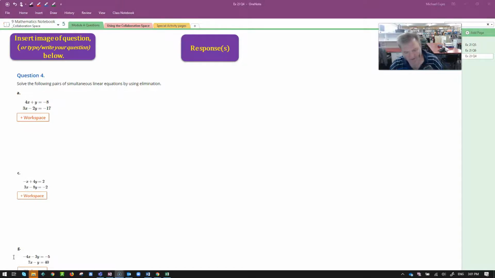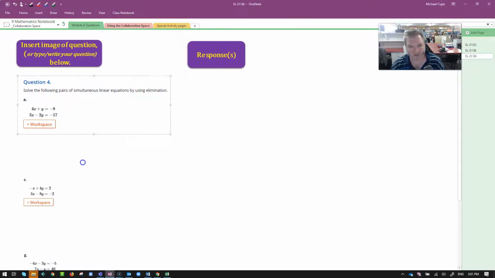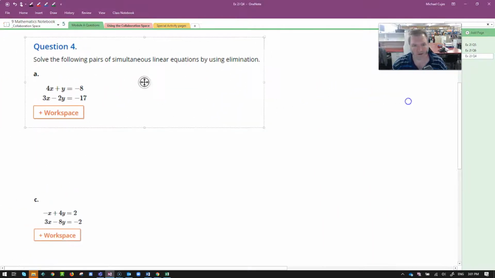So I've got my two simultaneous equations here. I'm just going to try and zoom in a little bit. There we go. And let's see how I go about solving these. So I want to try and do elimination. Now at the moment, the coefficient of x in the first equation is 4, but in the second equation it's 3. And the same with y. In the first equation it's 1, in the other equation it's negative 2. What I mean is the coefficients aren't the same size.